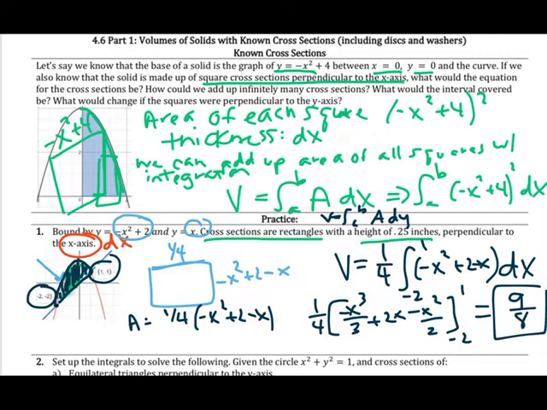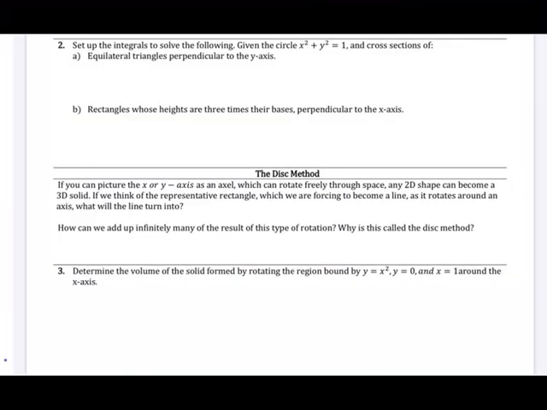So let's look at number 2. The directions on number 2 say set up the integrals to solve the following, given the circle x squared plus y squared equals 1, and cross-sections of, for part A, equilateral triangles that are perpendicular to the y-axis, which means we are going to be integrating with respect to y. That also means that our equation needs to be in terms of only y, which means we're going to need to manipulate this equation to solve for x.